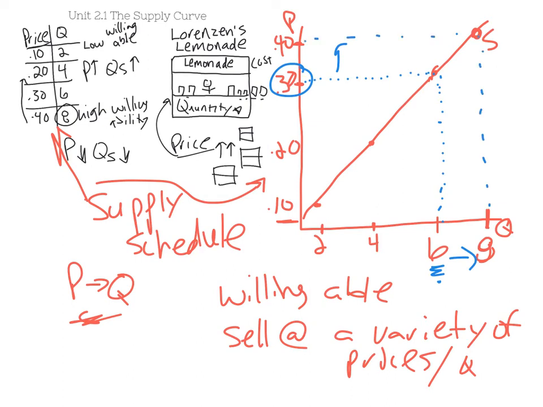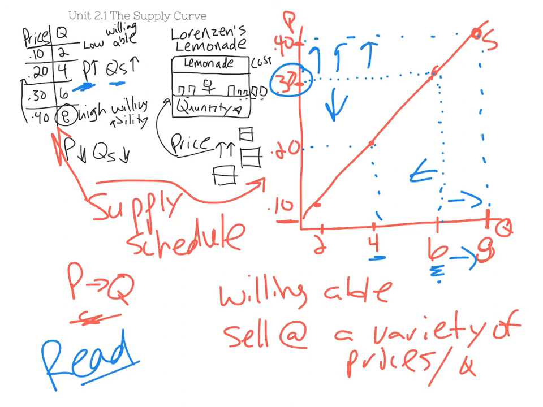And so if the price moves up, we said what happens over here? Price moves up, the quantity supplied moves up. So price moves up, quantity supplied moves up, just like that. What about if the price moves down? What's going to happen? Well, if the price moves down to 20, I'm not going to provide as many. I'm going to be at a quantity of 4. Right? So we should be able to read a supply curve just like that. And it shows the relationship between price and quantity.